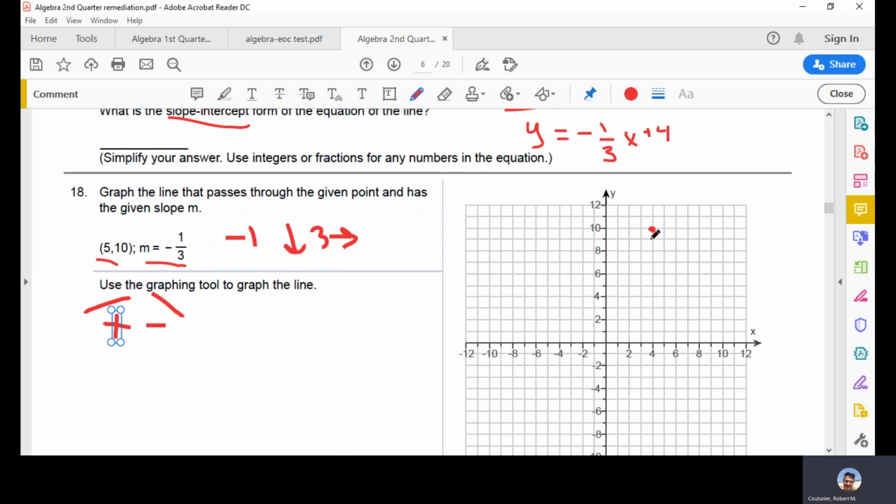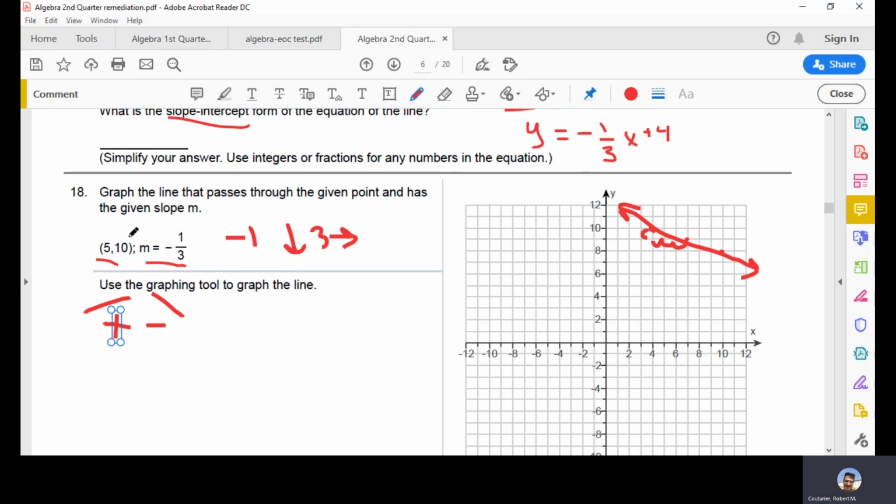So down 1. And then to the right 1, 2, 3. There's your second point. Down 1, over 1, 2, 3. And as you start to do this, you notice your line forms. And it is definitely a line that is sloping down.